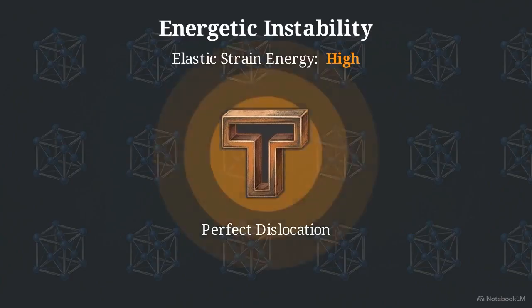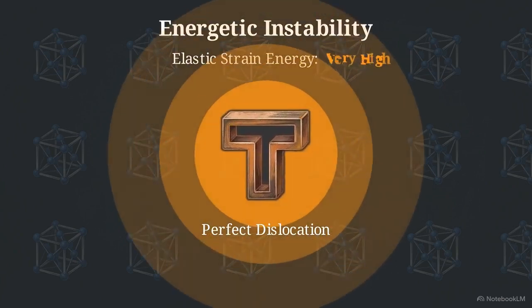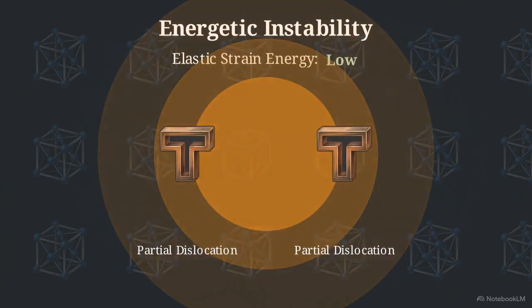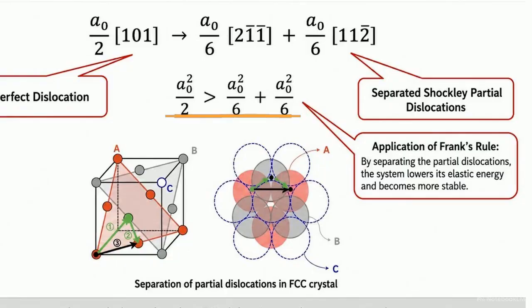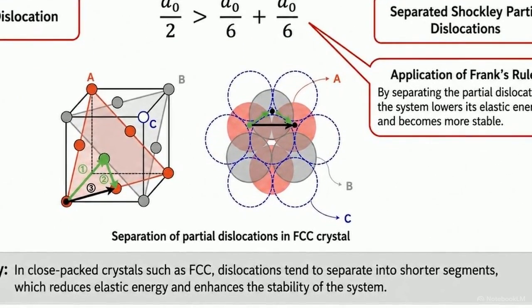In an FCC lattice, perfect dislocations are energetically unstable and tend to spontaneously dissociate. This central inequality represents Franck's rule, which states that a dislocation's elastic strain energy is proportional to the square of its Burger's vector. To reach a lower energy state, the lower right diagram shows a perfect dislocation mathematically and physically splitting into 2 Shockley partial dislocations.